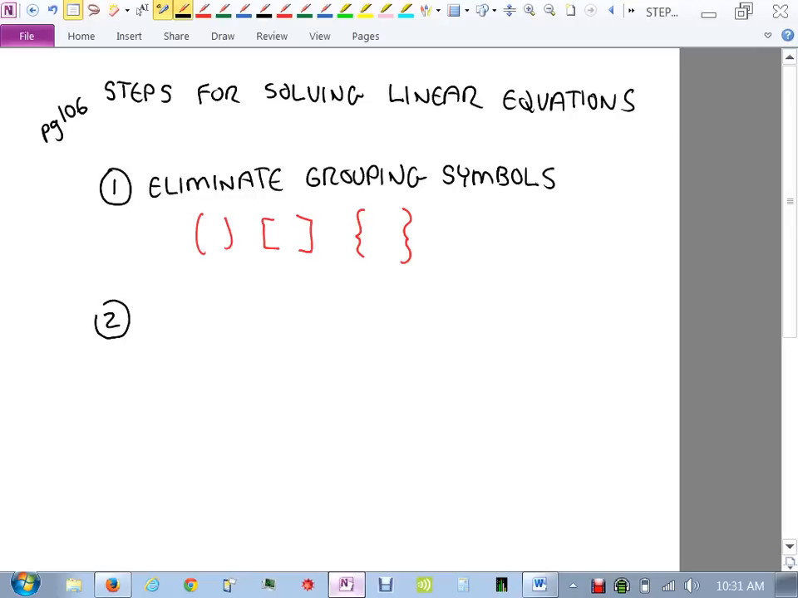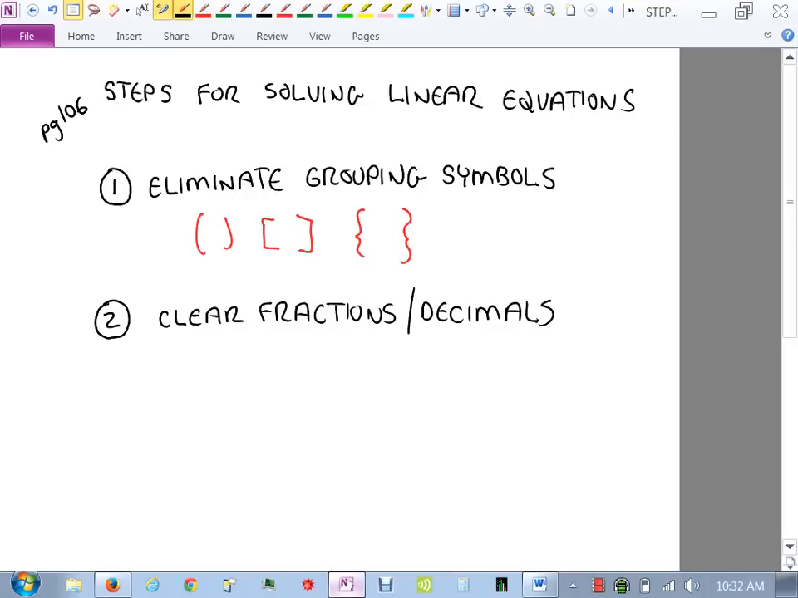Second step, what's the second step here? Clear fractions and decimals. So what we're saying here is that first we get rid of all this junk, all these brackets and parentheses and stuff. We get them all out of there. Once we do that, we see if we have any fractions or decimals, and we get rid of those. That's what the clearing means.